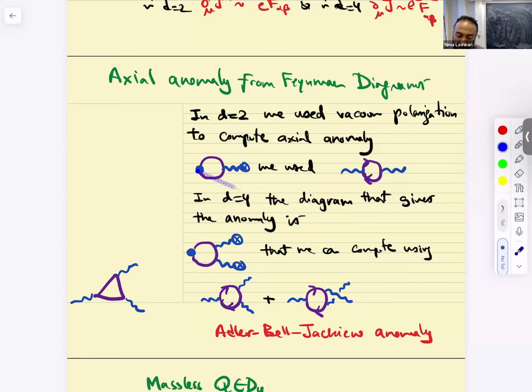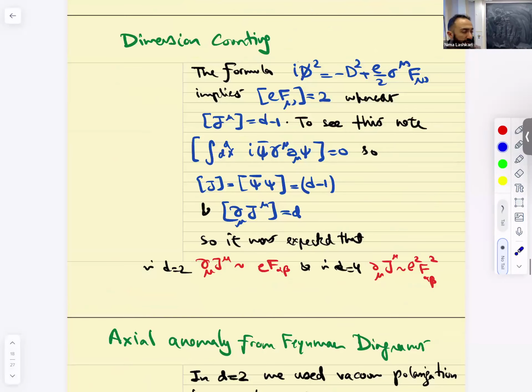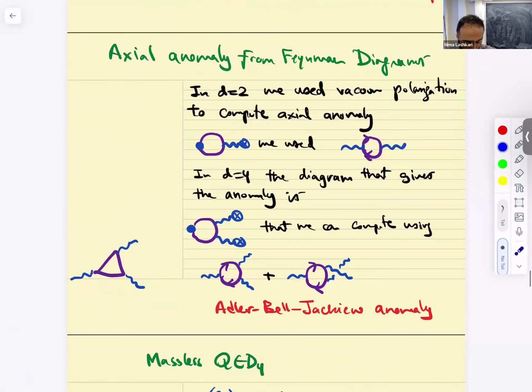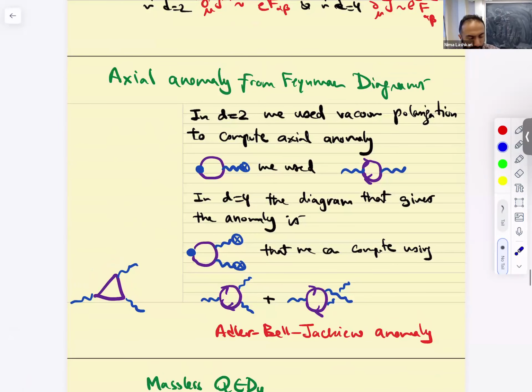There's a way of calculating the axial anomaly in Feynman diagrams using this diagram. It's called Adler-Bell-Jackiw, and there is a detailed derivation of this in Peskin-Schroeder. But we saw a quicker version of how to get the answer from path integrals, right? All right. Any question?